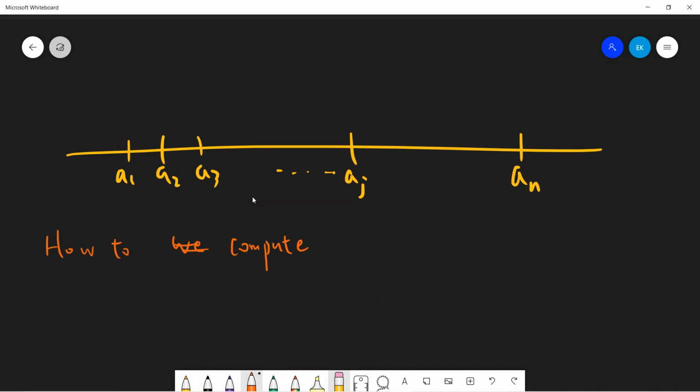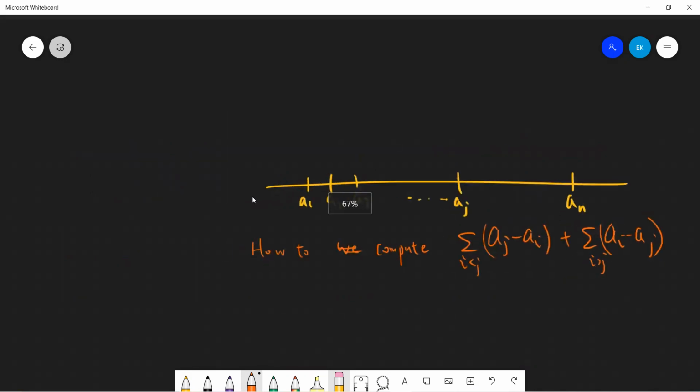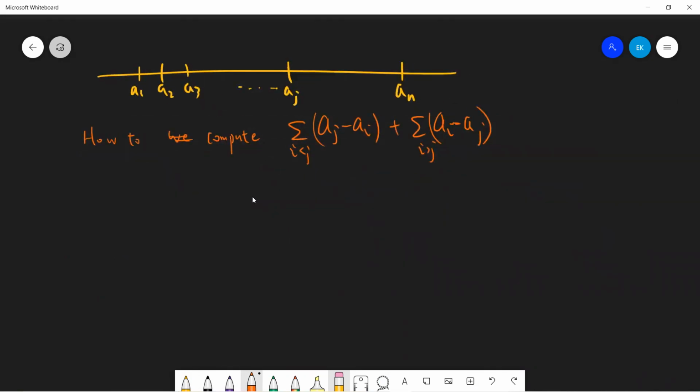the difference between aj and aj minus 1. So what we are going to compute is the summation of aj minus ai, where i is less than j, plus the summation of ai minus aj, where i is greater than j. So the idea is that we need to find a simplification of this formula, and once we understand this, then we can easily compute it.